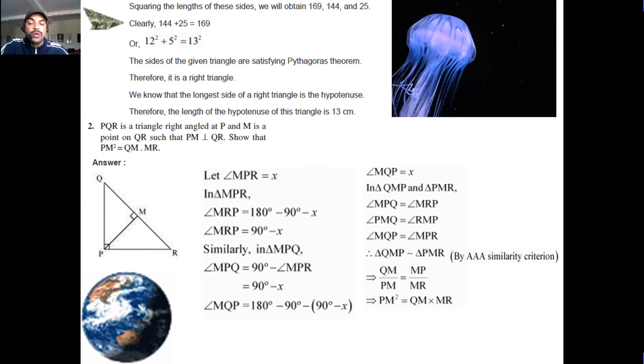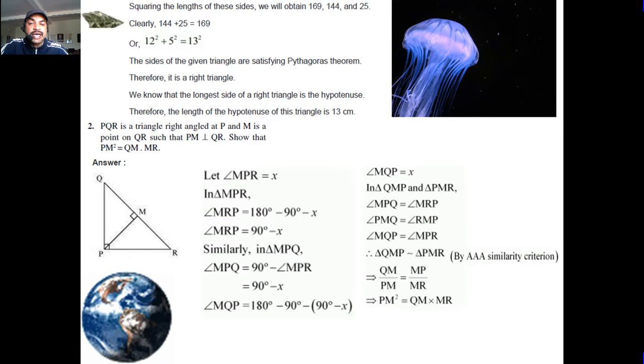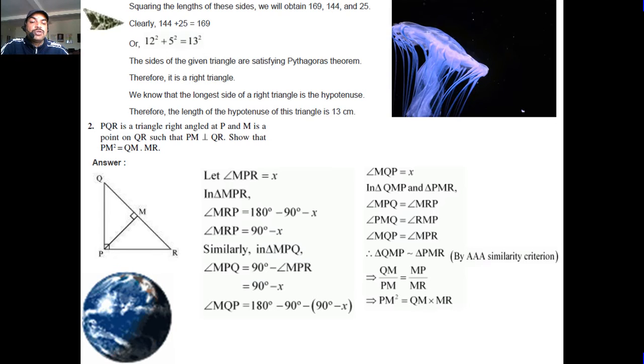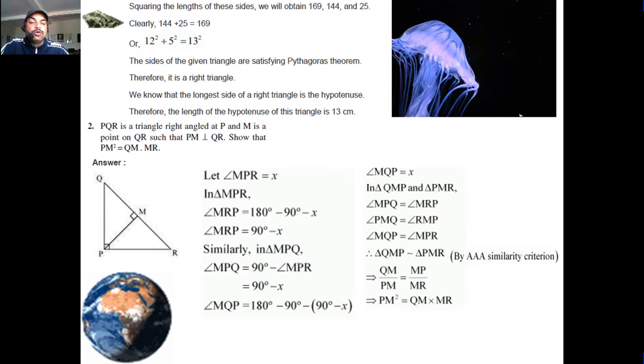Angle MQP is equal to 180 minus 90 minus (90 minus x), so angle MQP is equal to x. In triangles QMP and PMR, angle MPQ is equal to angle MRP, and angle PMQ is equal to angle RMP. Angle MQP is equal to angle MPR.